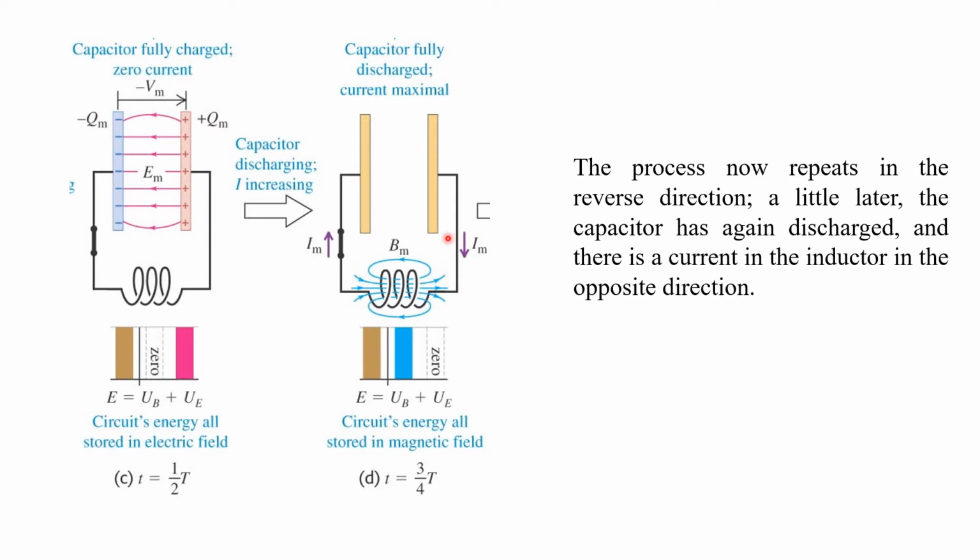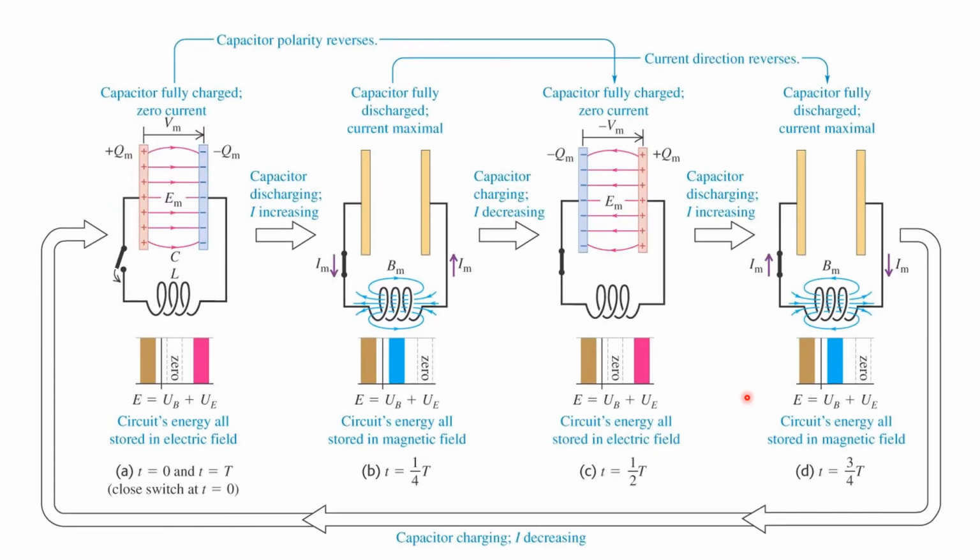A little later, the capacitor has again discharged, and the energy is now again stored in the magnetic field. And as you can guess, since there is still this current in the inductor, this current persists. So it will again charge your capacitor in the opposite polarity. So this is your process, which is a cycle if there is no internal resistance in your inductor.